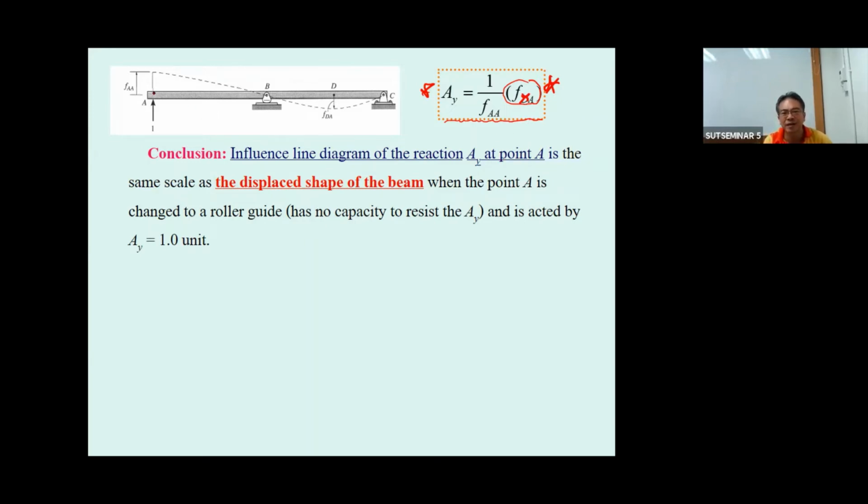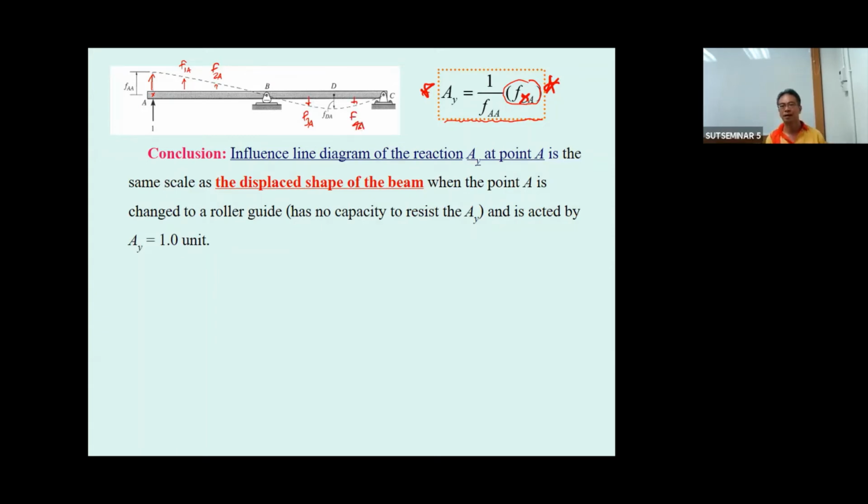If this is going to be 1.0, this is the deflection at point A due to the force at point A. This is going to be the deflection at point 1 due to the force at A. This is going to be the deflection at point 2 due to the force at A. This is going to be the deflection at point 3 due to the force at A. This is the deflection at point D due to the force at A. This is the deflection at point 4 due to the force at A.